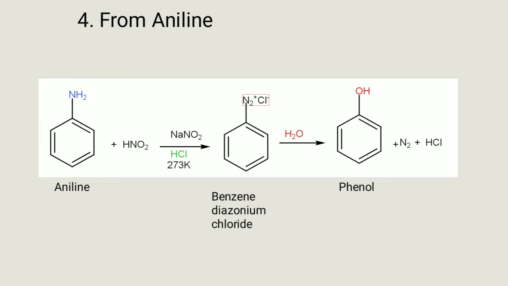So from aniline, first convert that bad leaving group into a good leaving group by nitrous acid, then just treat that good leaving group with water to form phenol, with nitrogen gas and HCl as byproducts. So this reaction is also known as the diazotization reaction. Aniline is treated with nitrous acid, NaNO2 plus HCl, at low temperature to obtain benzene diazonium chloride, which on hydrolysis gives phenol. So that's all.